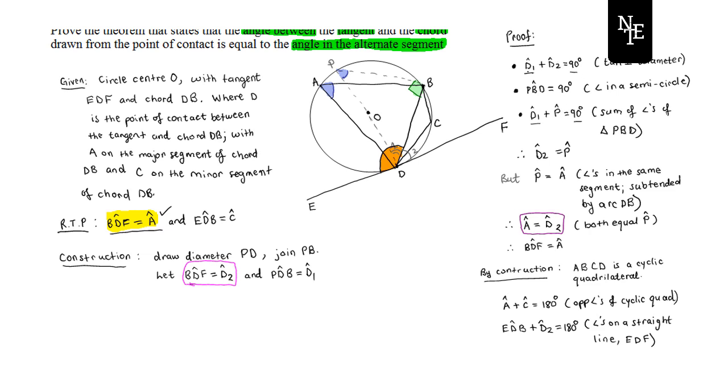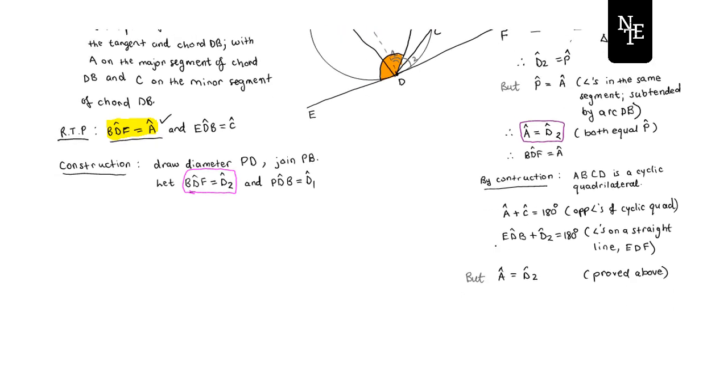With the same reasoning, looking at this and looking at this, noting that this D2 is actually an A, then you have A equals A, and 180 degrees equals 180 degrees. So therefore, C must equal this big angle. EDB must equal angle C. Is that what we had to prove? Yes, fantastic. That is what we had to prove.